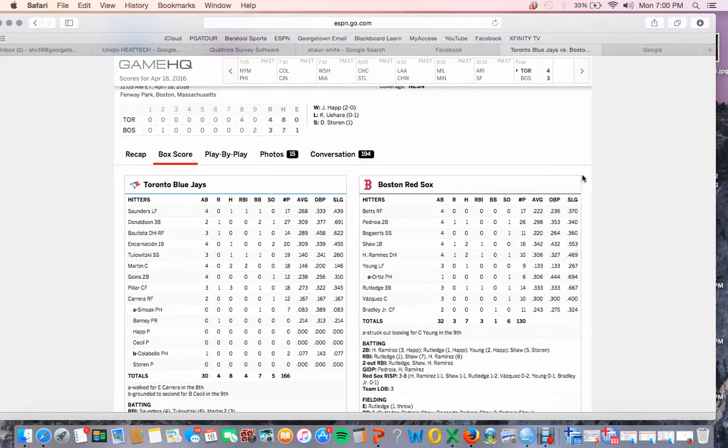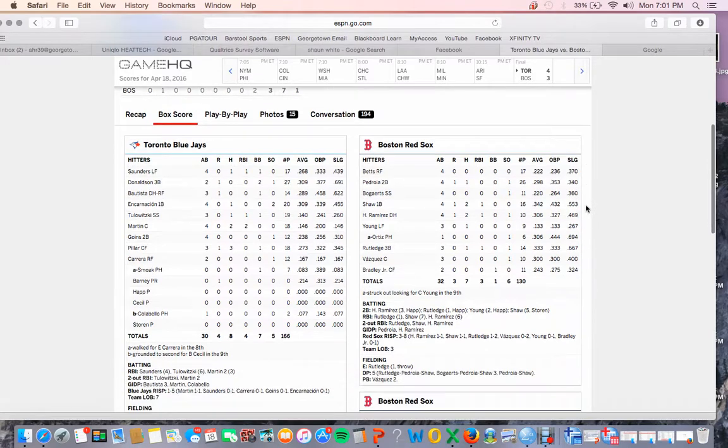But these numbers are bound to change. They might stay the same for him, but for the average player, we're only about 10 or 12 games into the season. That's a 162-game season, so these numbers are bound to change throughout the entirety of the 162-game season.